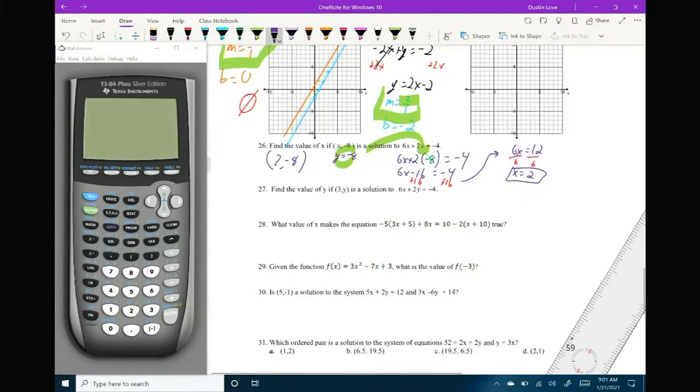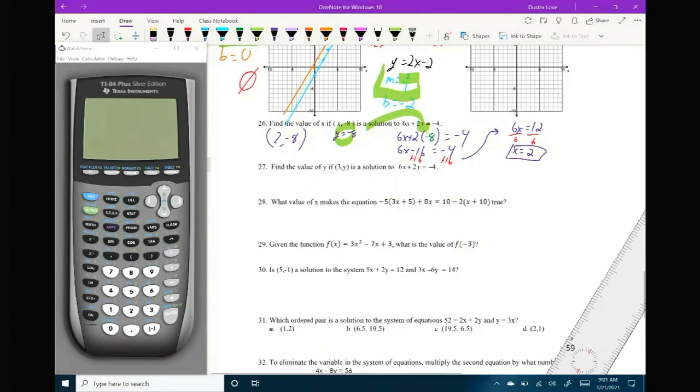Okay, 27, exact same idea, except we're using 3 for x, and so we're going to be plugging in for the x. Oh man, I just realized, nope, I did it right. We're plugging in 3 for x. So that's 6x plus 2y equals negative 4. We're going to plug in the 3 here.